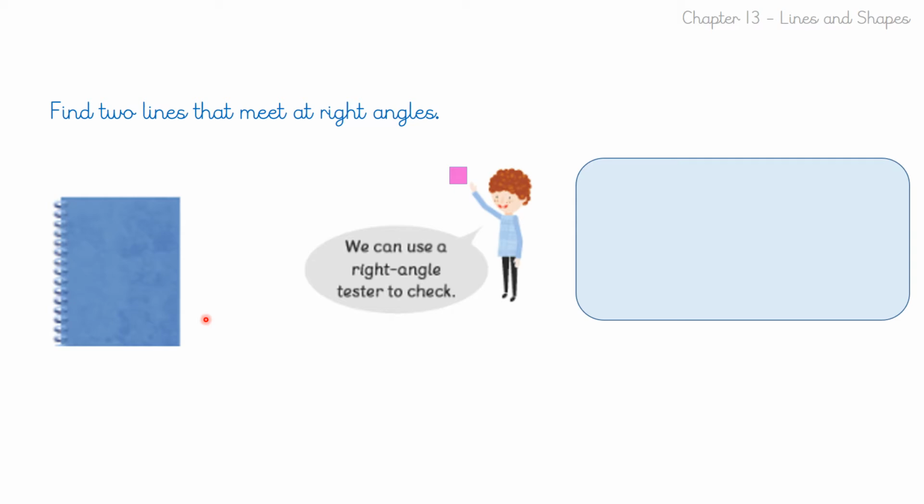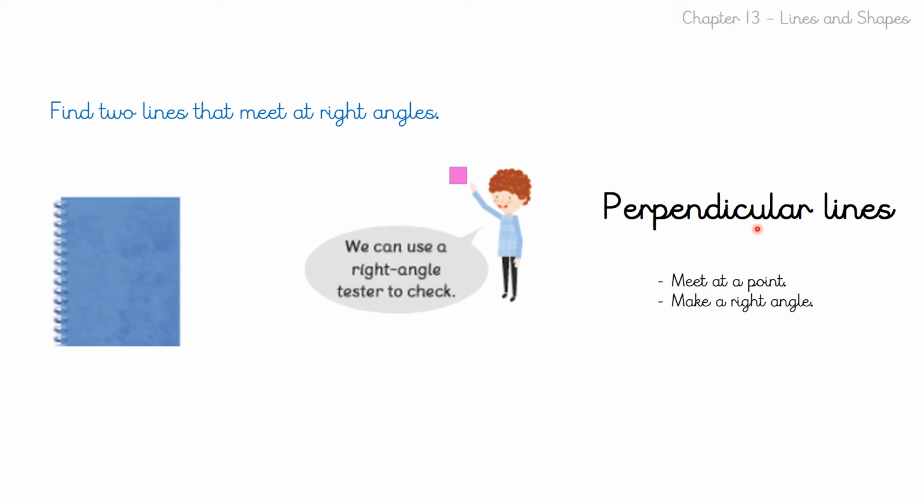I can hear somebody saying it. That's it. They're called perpendicular lines. My go, perpendicular lines. Your go. So we know that perpendicular lines are lines that meet at a point and they make a right angle. So if I ask you to find perpendicular lines, the easiest thing to do is to look for a right angle. So if you can see a right angle, then you know that the lines that form that right angle are perpendicular lines. Does that make sense?